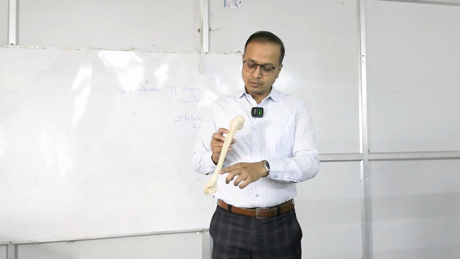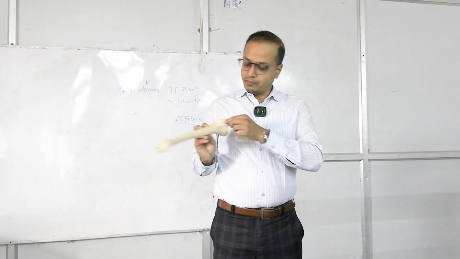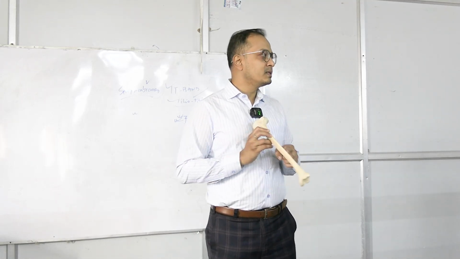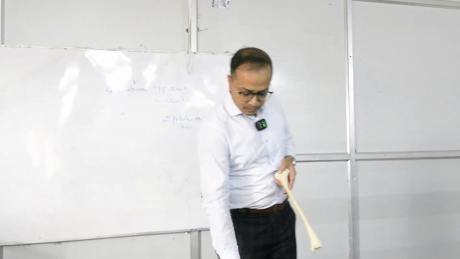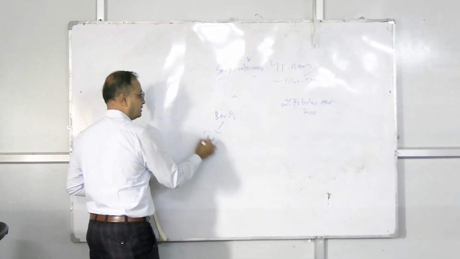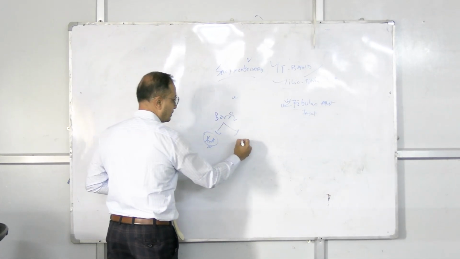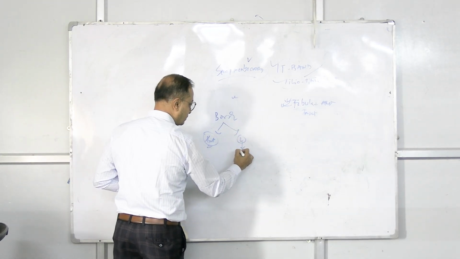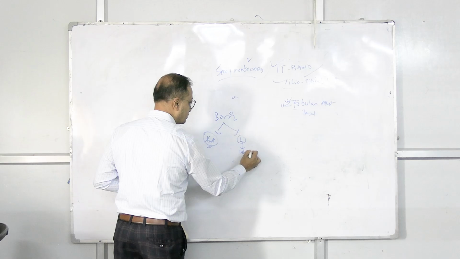On the side opposite to it, below the facet for the fibula, we have another sharp border present here. We call this the interosseous border. So we have this anterior border, also known as the shin, that you have to identify, and laterally, below the facet for the fibula, we have the interosseous border, also known as the lateral border.